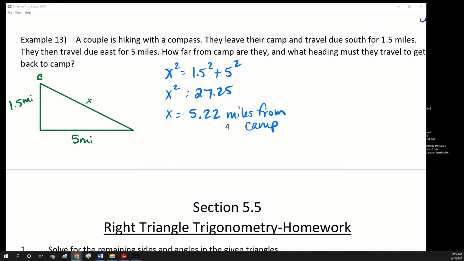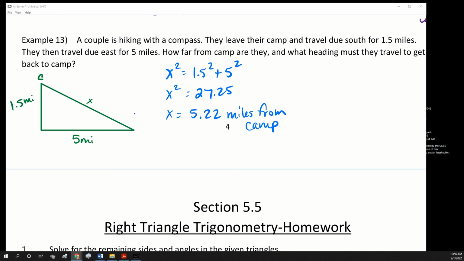Okay, so the second part of this is they're using a compass. And a compass, if you've ever looked at one, is the angle from the north. So it works the same as a heading or a course. This is where they are. We want to figure out this angle. That's the angle they would take on their compass. But we can't do that directly. What we can find directly using trigonometry is this angle.